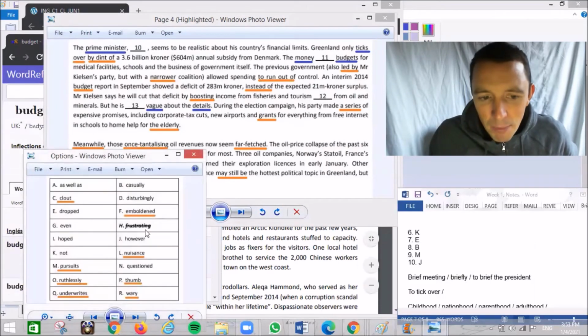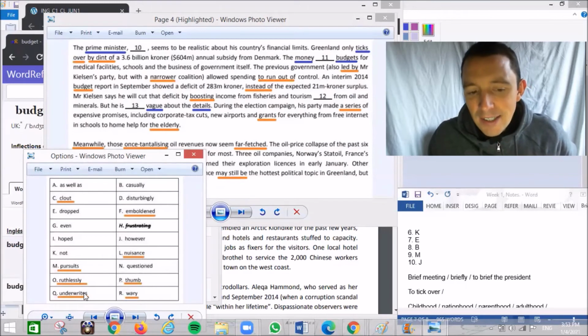In the context for money, dropped, hoped, however, nuisance, pursuit, under rights. Yes, so under rights is like guarantee. Remember from the introduction, the guarantee or promises. So the money guarantees budgets for medical facilities, schools, and businesses of government itself.